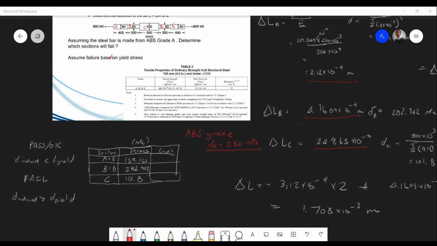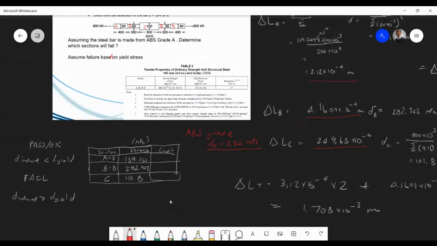So section A's induced stress is 159, right? That is less than the yield. Yes, Kaylin. So the stress that we calculated, if that is less than the yield, then it won't fail. That's correct. What did you say the yield stress was? 235 megapascals. Okay, so then only B and D would fail. That is fantastic. There we go.